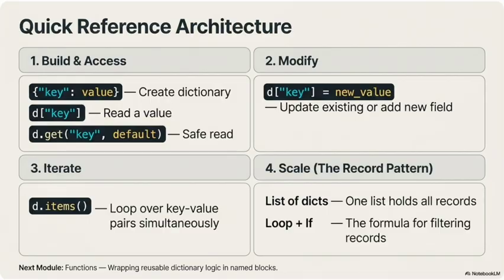Scale with the record pattern. A list of dictionaries holds all records. Loop plus if is the formula for filtering. In the next module, functions. Writing reusable dictionary logic into named blocks instead of rewriting the same filter or calculation every time. You'll define it once as a function and call it whenever you need it. That's the jump from scripting to structured programming.